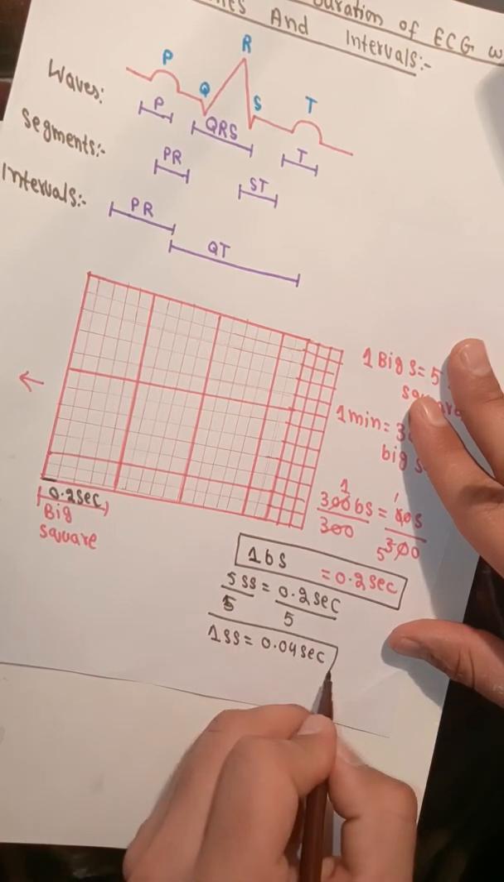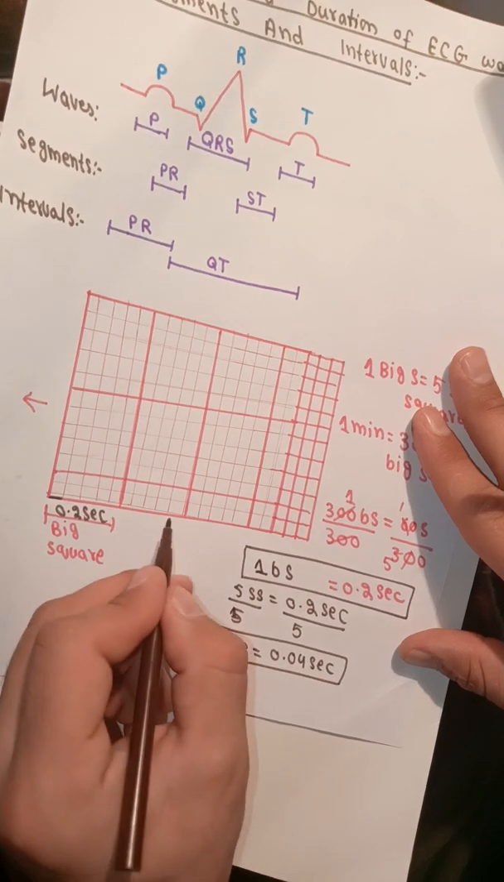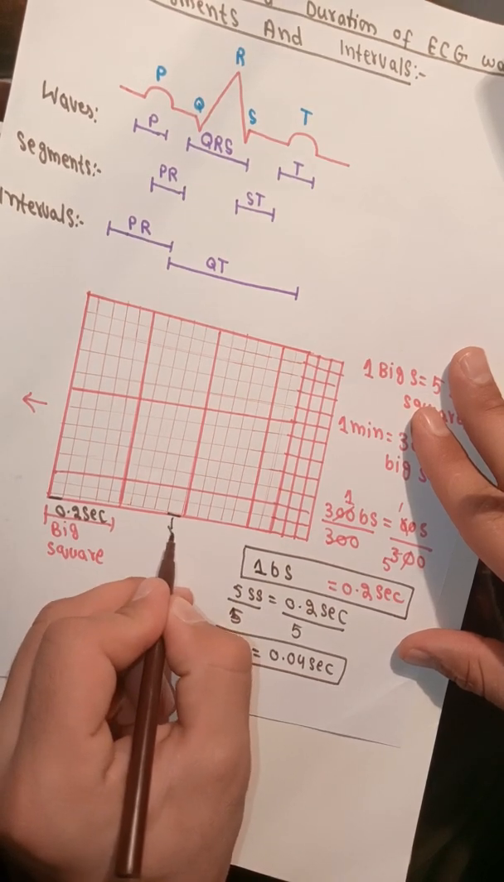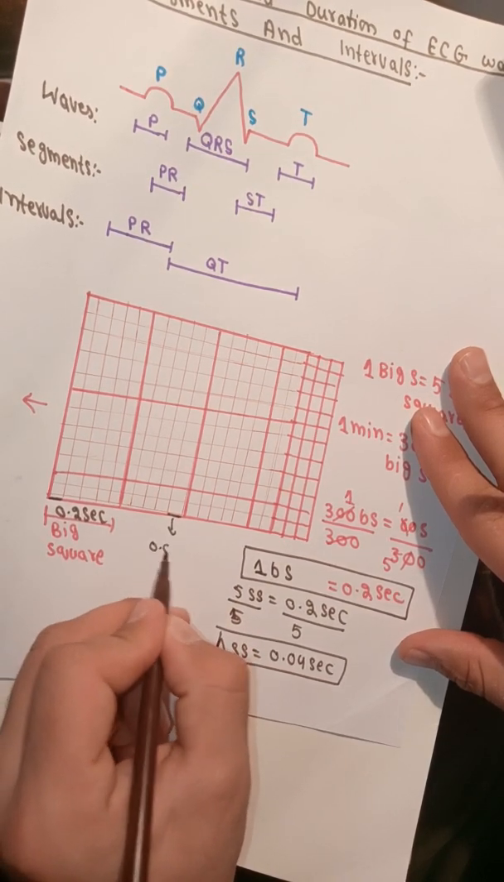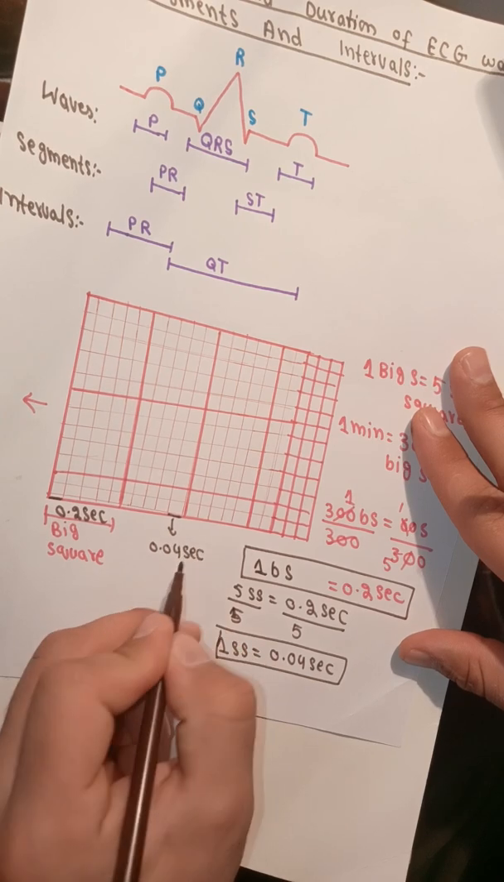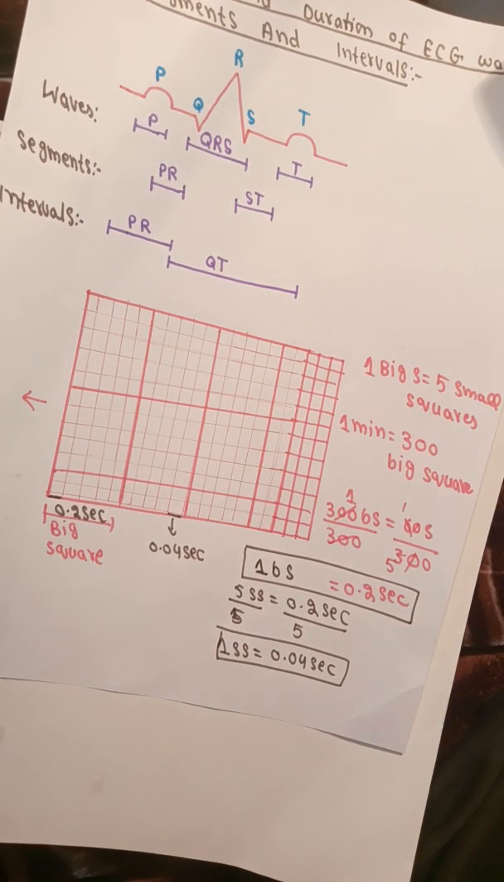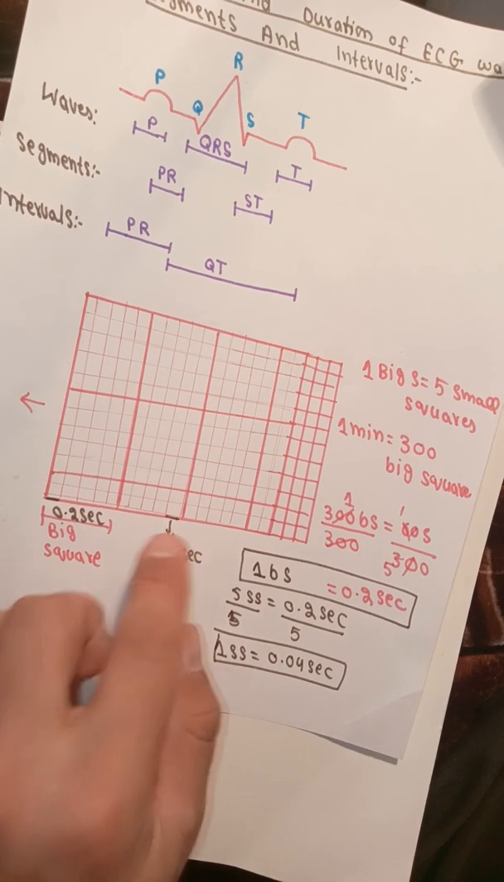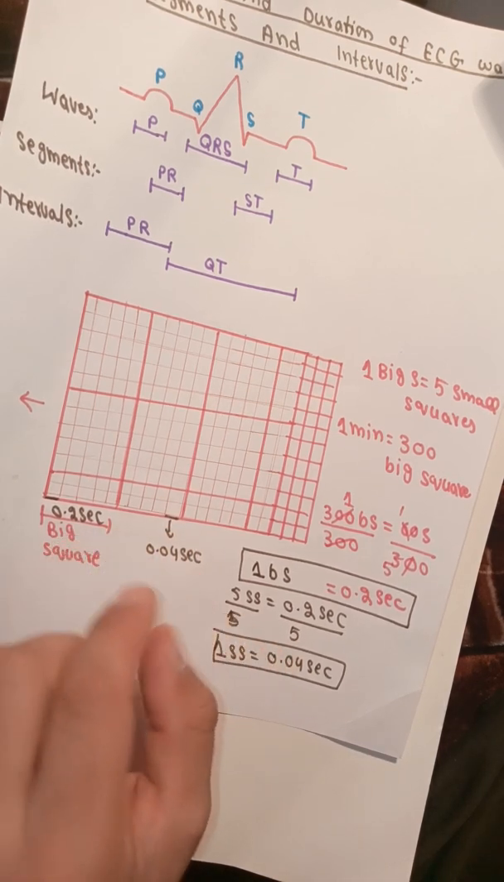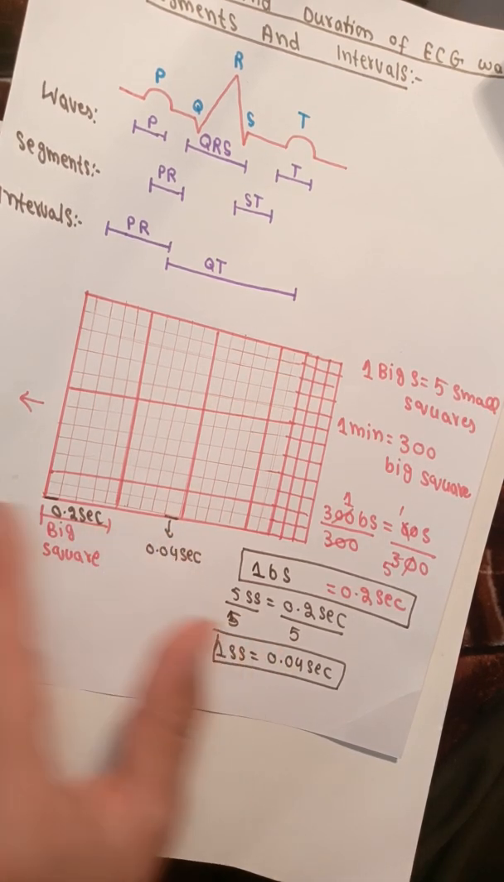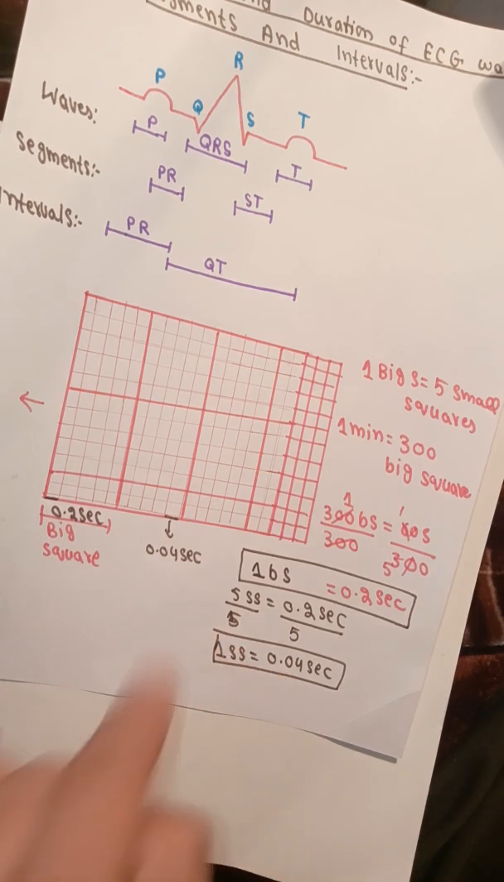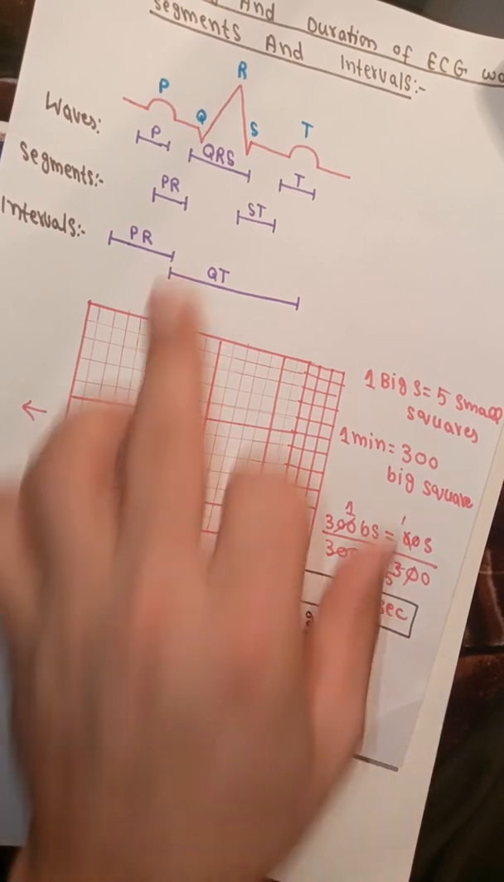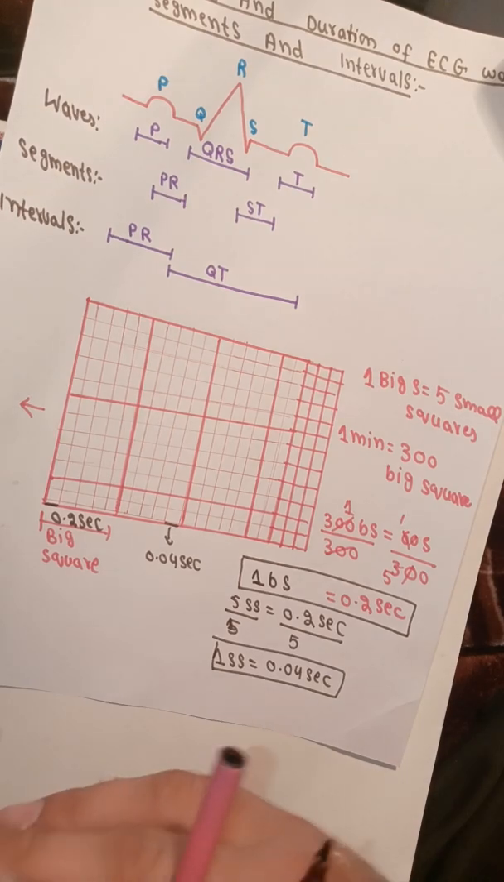It means that for this small square, this is the time of 0.04 second. This small square passes in 0.04 second. Okay, now I draw this graph in this paper.